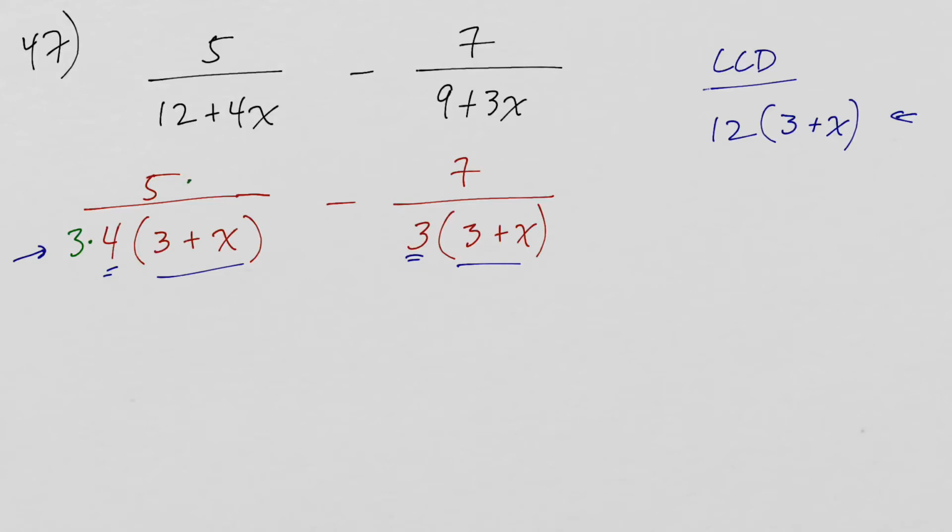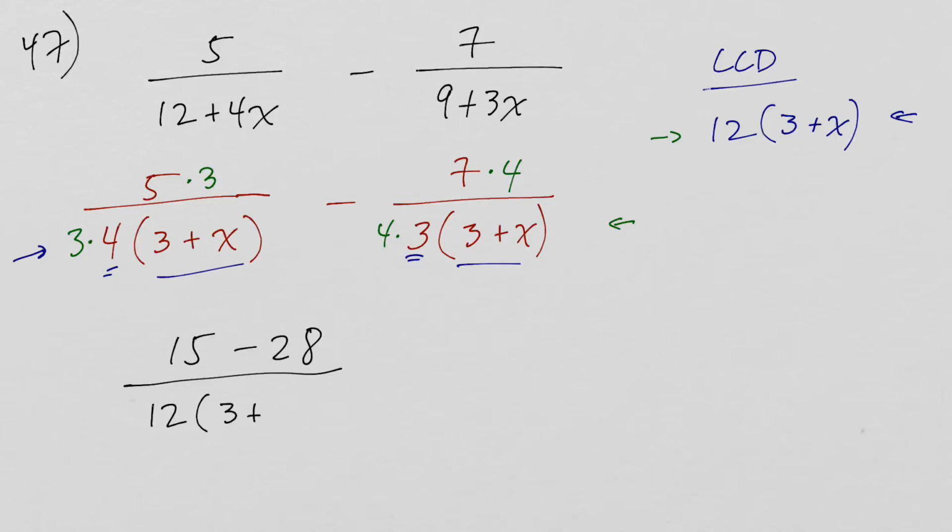So in order to make this one look like this, you have to multiply by 3. And you have to do that in the numerator as well. In order to make this one look like this, we have to multiply by 4. So I'm going to do that in the numerator as well. So this is a 15. I end up with a 15 minus a 28, and it's now over my common denominator, which is 12 times 3 plus x. So I'll simplify this and get negative 13 over this, and I'll put the negative out front. I could put the negative up on the 13, but I prefer it in the middle of the fraction.